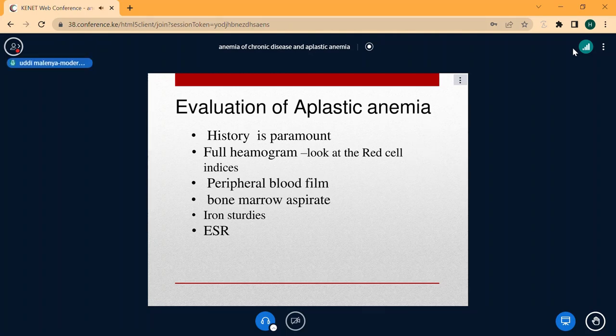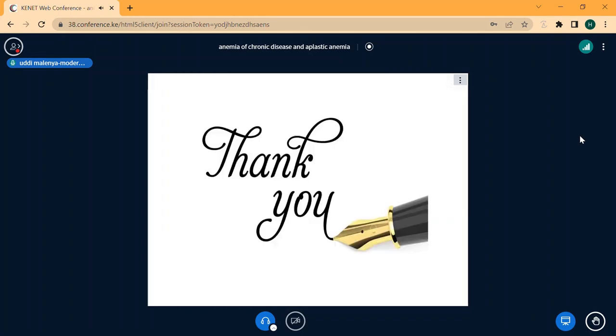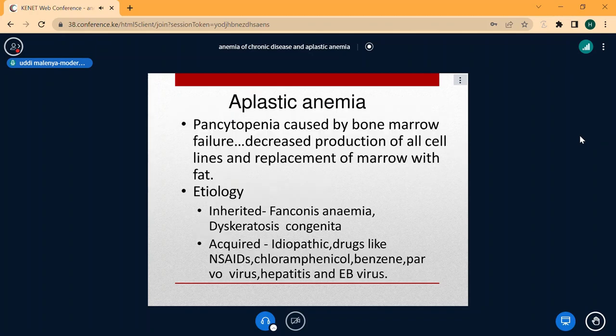So you get a patient, and before you do a full hemogram, you must evaluate the history of that patient. Then you need to do your full hemogram and look at the red cell indices. You need to do your peripheral blood film, your bone marrow aspirate, your iron studies, and your ESR. All these are very, very important. That is a short presentation of what we call aplastic anemia.